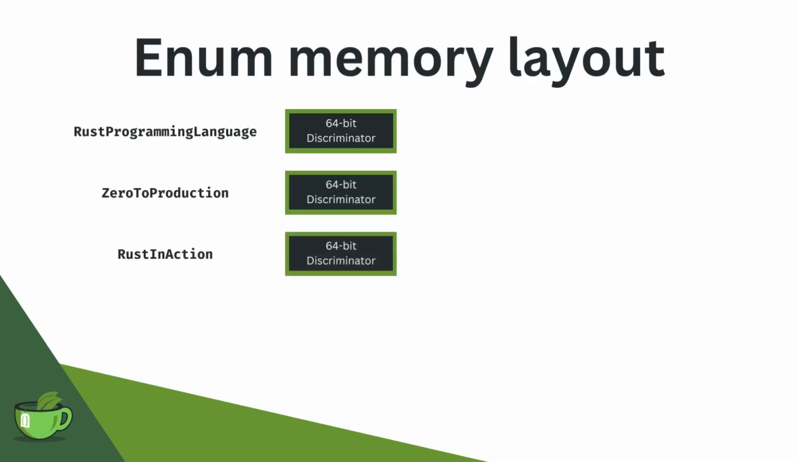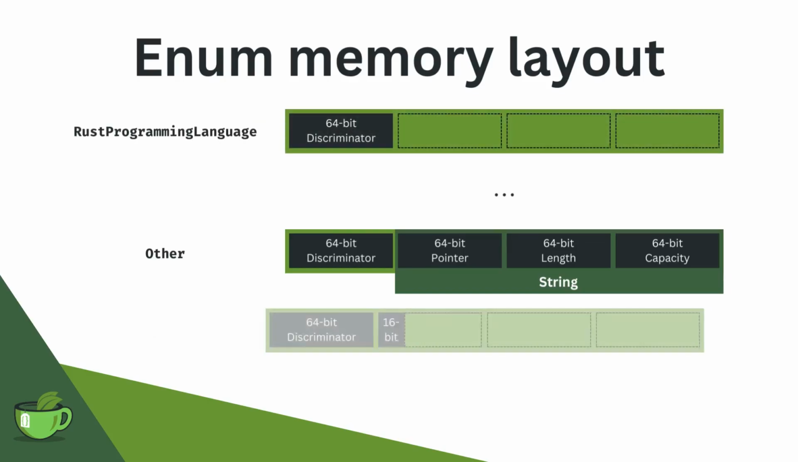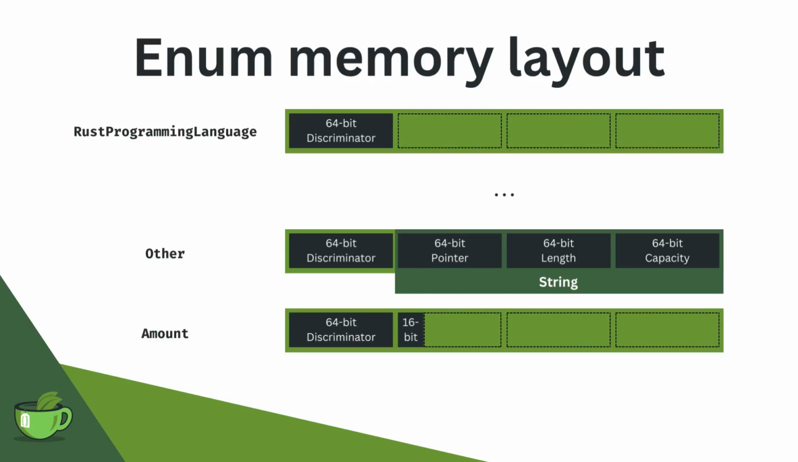So if we only had those first three options, each of the options would take 64 bits in memory. So you can think of it as mapping to 0, 1, and 2. However, what about the other option that stores a string? Well, additionally to the 64-bit discriminator that is always needed, we now need to store the stack part of a string, which requires 3 times 64 bits for pointer, length, and capacity. However, what this means is that every other enum variant as well will now have to be a size of 256 bits. This makes it so that every variant has the same size.